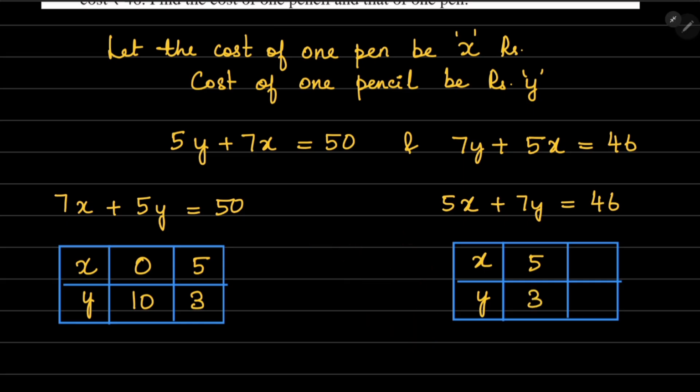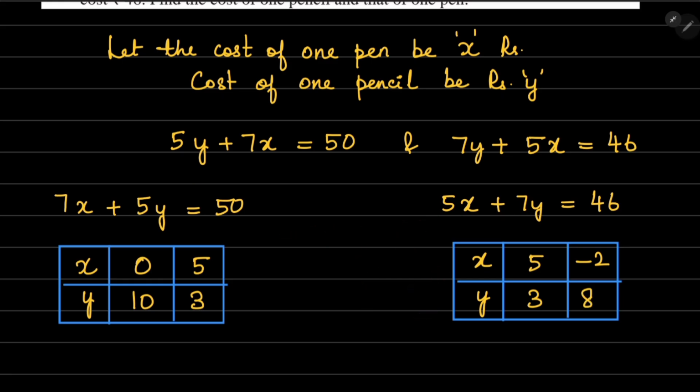And another point can be, suppose your x is minus 2, for example. Then what will you have? If x is minus 2, then minus 10 plus 7y equal to 46. So 7y equal to 46 plus 10, 56. So y equal to 56 divided by 7. 8 sevens are 56. So it is 8.